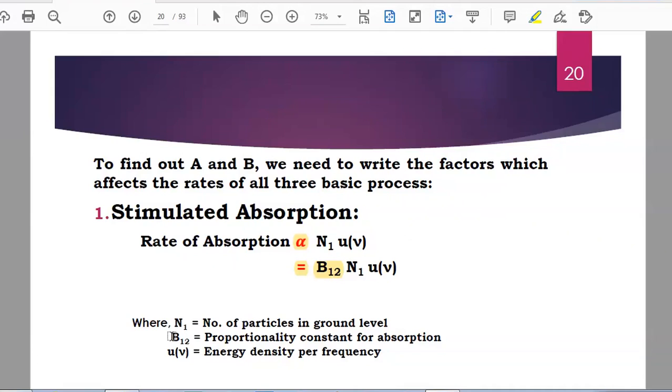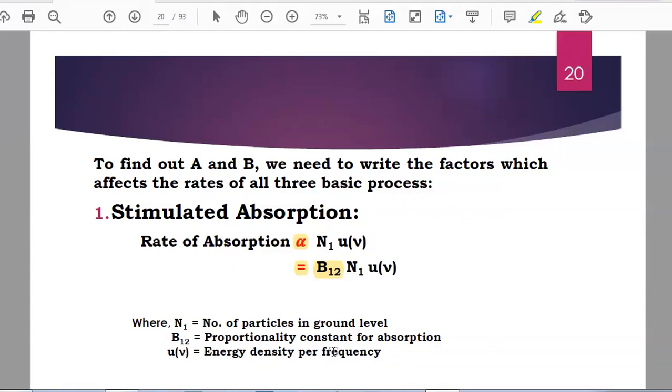Now again let me clarify: n1 is the number of particles in the ground level, b12 is the proportionality coefficient for the absorption process, and u is the energy density. It is not per frequency, but per unit volume as a function of frequency, noted in the bracket. Is this clear?